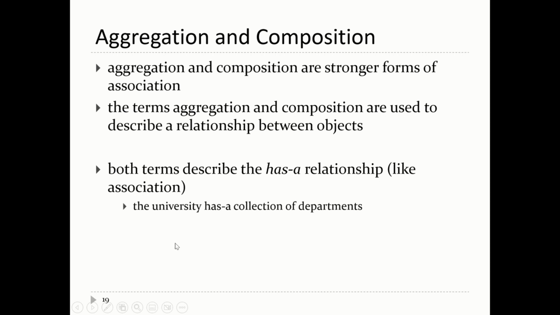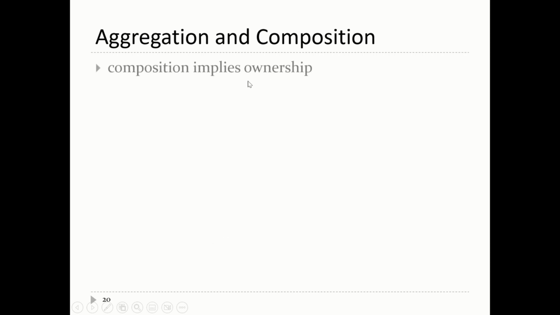So an example of one of these types of relationships is the university. Right? So a university has a collection of departments. The university is made up of a bunch of departments. And each department has a collection of professors. Right? The difference between aggregation and composition is that composition implies sole ownership. Right? So, let me back up one step here.